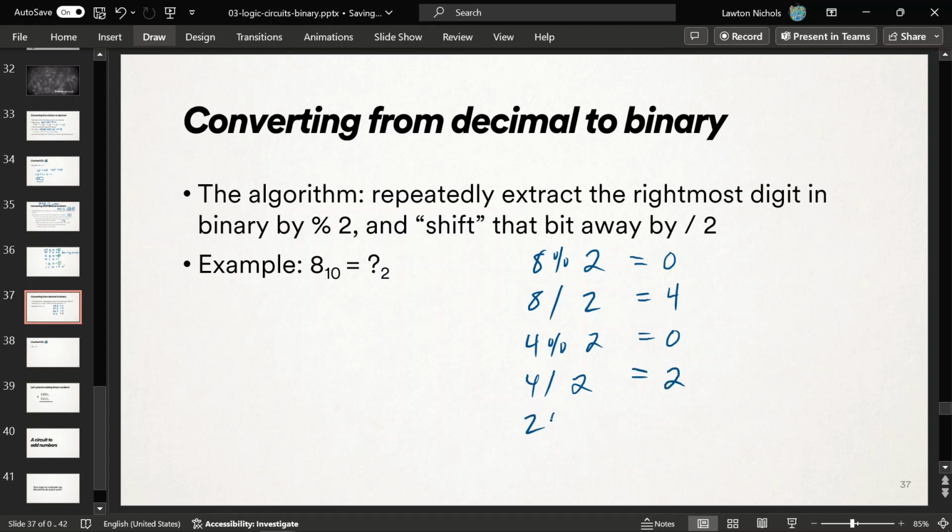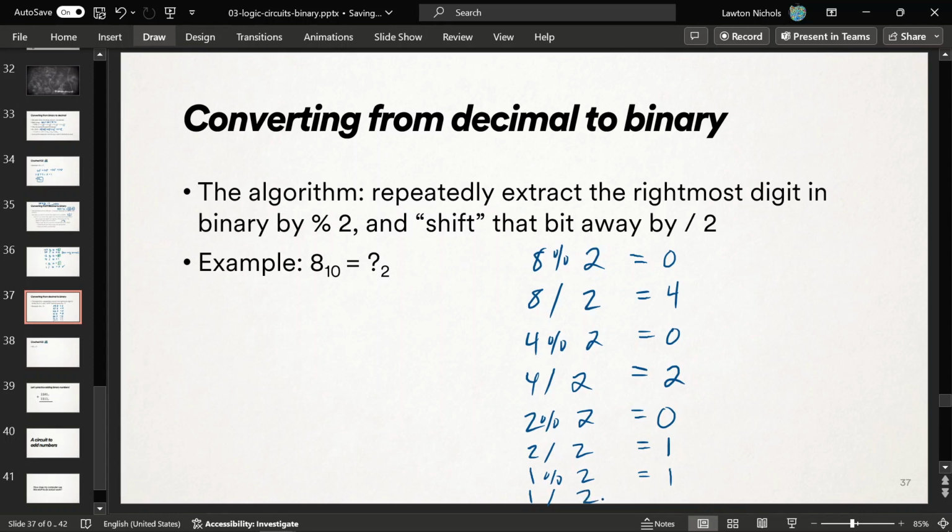And then again, let's get the rightmost bit of 2 in binary. 2 mod 2. Goes in once with 0 left over. Let's shift away that 0 to divide by 2, throw away the remainder, get a 1. Let's convert 1 to binary. 1 mod 2. Goes in 0 times with 1 left over. Shift away the 1. 1 divided by 2, throw away the remainder. The answer is 0, we're done.